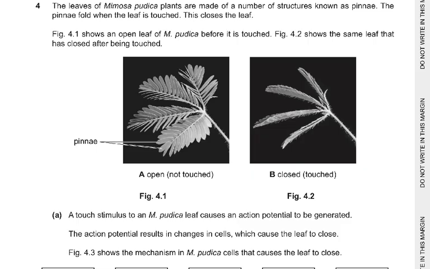Now coming to question number 4. The leaves of Mimosa pudica are made of a number of structures known as pinnae. The pinnae fold when the leaf is touched. This closes the leaf. Now they've shown it to you in the open state and in the closed state when it's touched. Figure 4.1 shows an open leaf of M. pudica before it is touched. Figure 4.2 shows it when it's touched. This closes the leaf. Figure 4.2 and 4.1, you must be very clear about it.